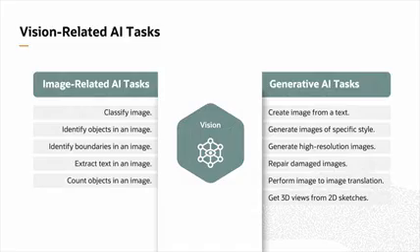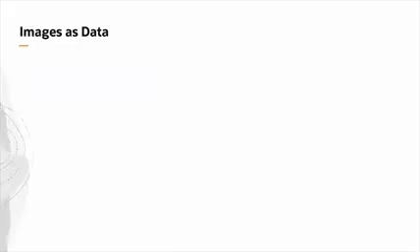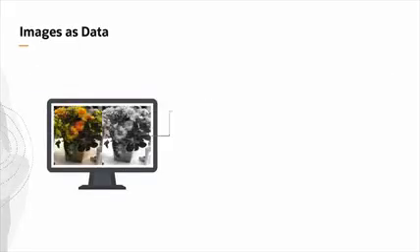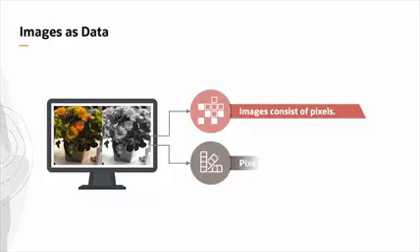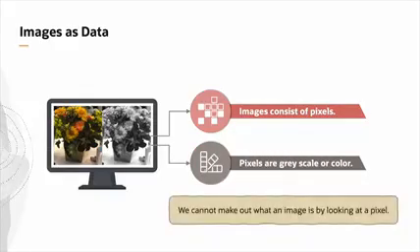For generative AI tasks, the output image is generated by a model. For example, creating an image from a contextual description, generating images of a specific style or a high resolution, and so on. It can create extremely realistic new images and videos by generating original 3D models of an object, machine components, buildings, medication, people, and even more. Images as data. Images consist of pixels, and pixels can be either grayscale or color. And we can't really make out what an image is just by looking at one pixel.